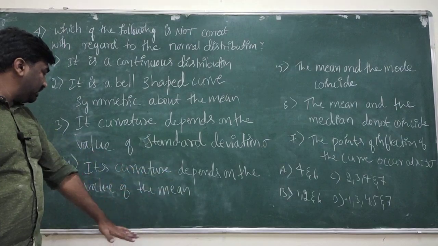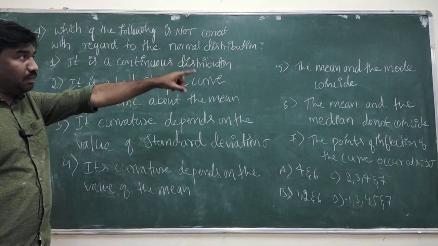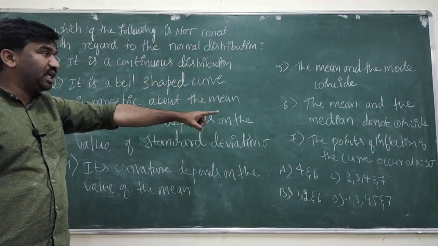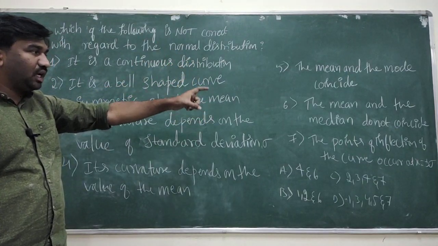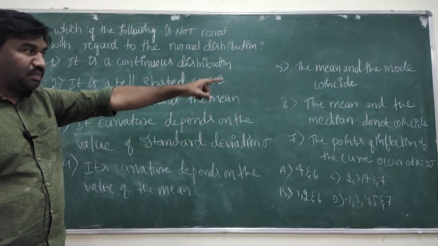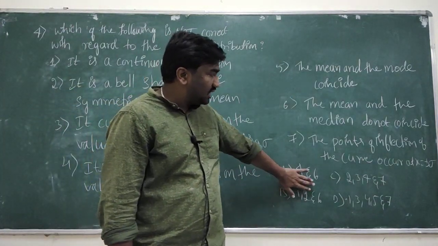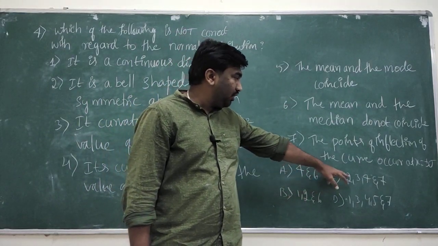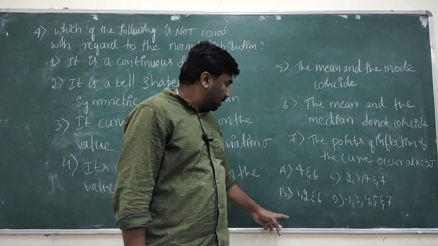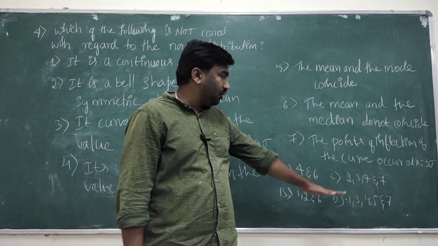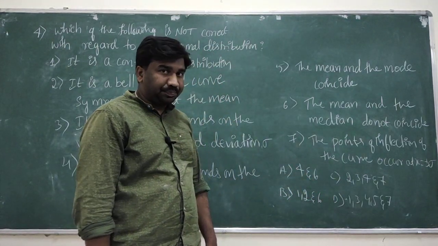Its curvature depends on the value of the mean. The mean and the mode coincide. The mean and the median do not coincide. The points of inflection of the curve are at x equal to plus or minus sigma. So the options are like this: 4 and 6 are not correct, or 2, 3, 4 and 7 are not correct, or 1, 2 and 6 are not correct, and 1, 3, 4, 5 and 7 are not correct.